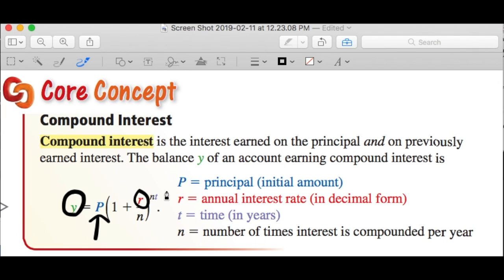T, remember I said that T is always in years. And notice there's an N here, which is different, and there's an N in the denominator underneath the rate. That is the number of times the interest is compounded or calculated each year. Sometimes it's calculated once a year, sometimes twice a year, but that's how many times a year it is compounded.